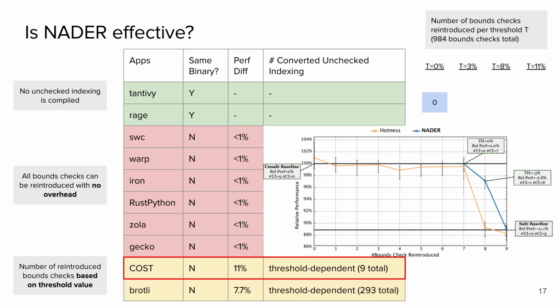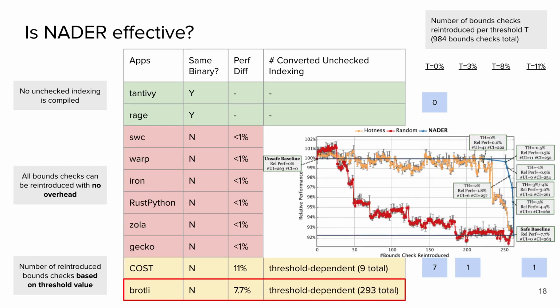For the cost application, NADER reintroduces 7 bounds checks without any additional overhead, 1 bounds check with an overhead of 3%, and the final bounds check with an overhead of 11%. For the Brotli decompressor application, NADER reintroduces 222 bounds checks with no additional overhead, 39 bounds checks with an overhead of 3%, and the final 2 bounds checks with an overhead of 7.7%.